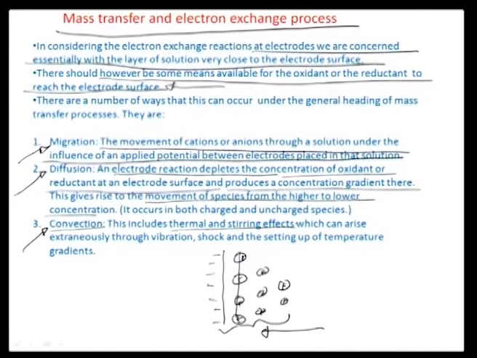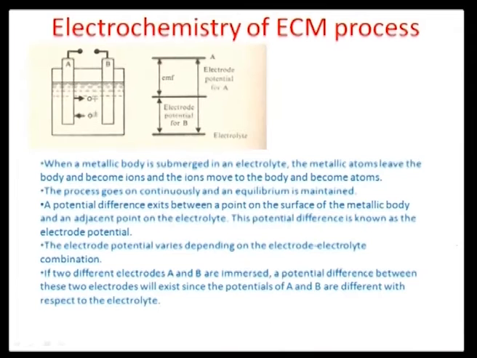So these are the three principal mechanisms in which the ions can move back and forth between the electrode and the solution and cross the double layer thus established, and that is the mechanism of mass transfer, which happens mostly in even the electrochemical machining processes. So let us look at the fundamentals of the ECM process here.